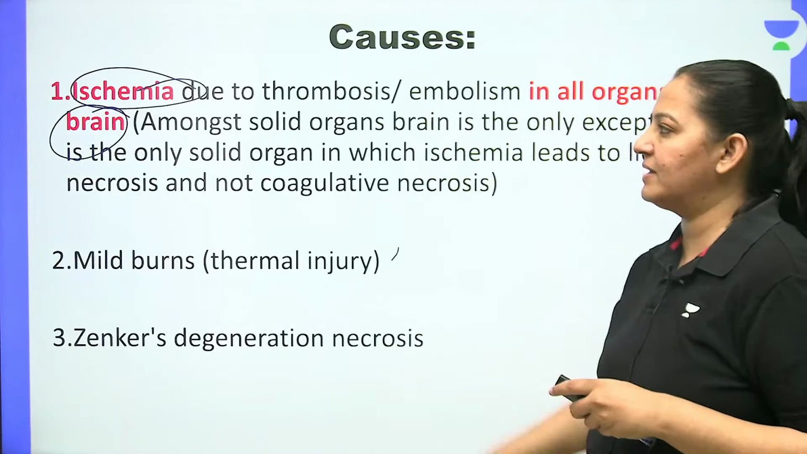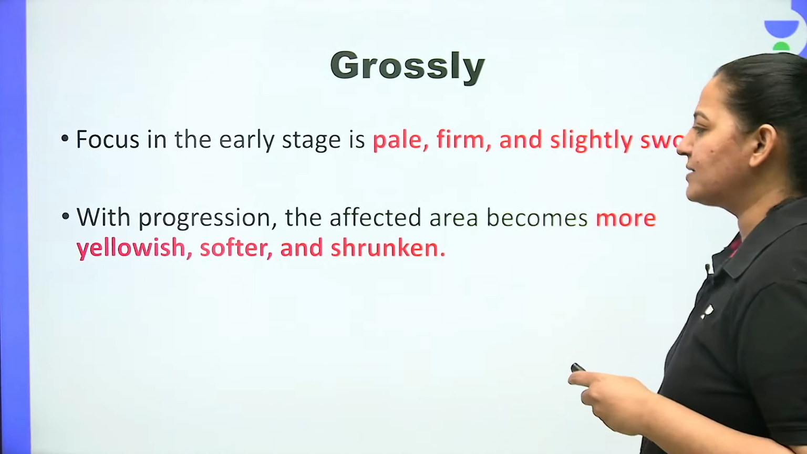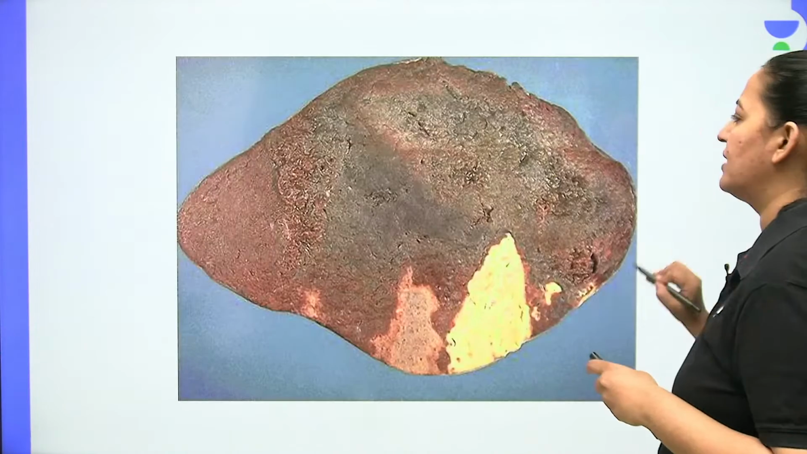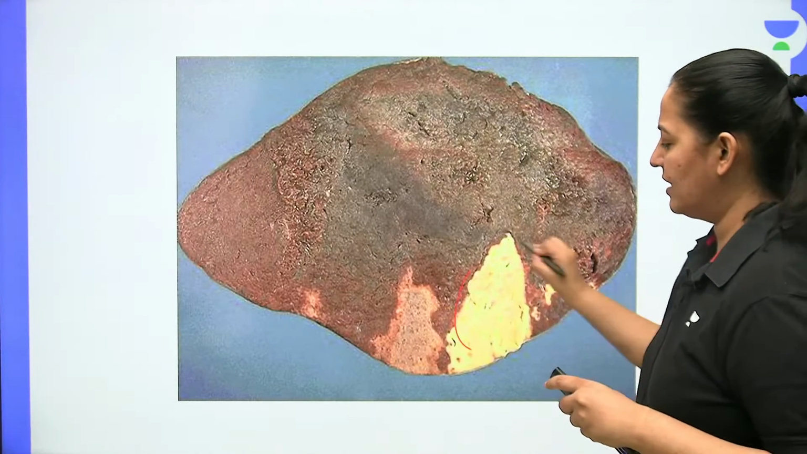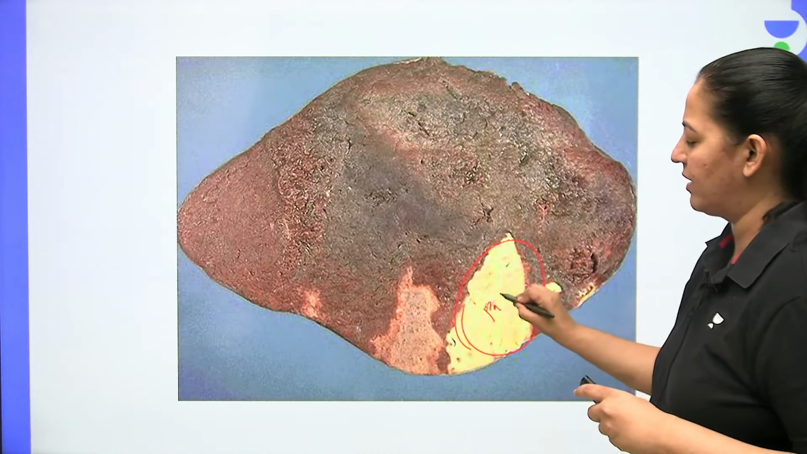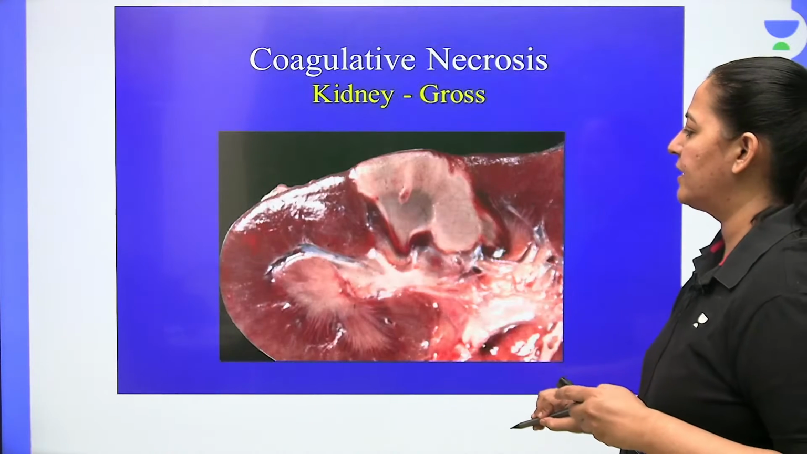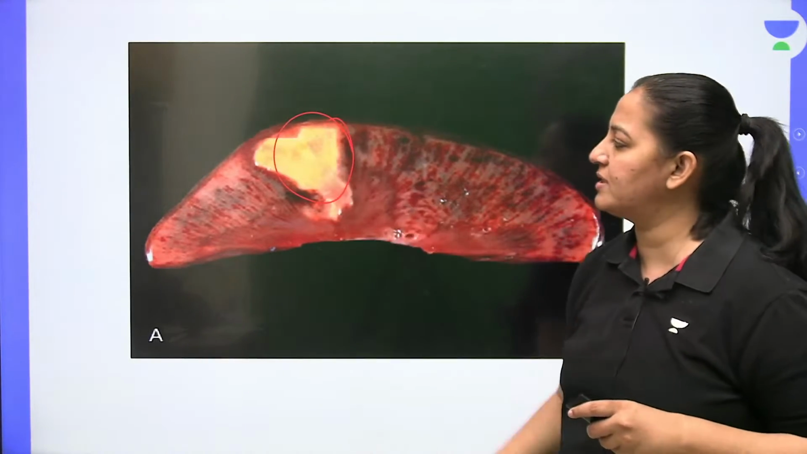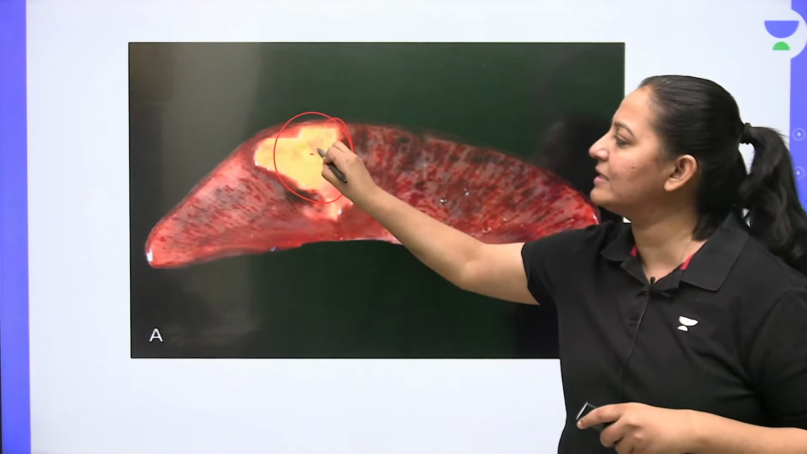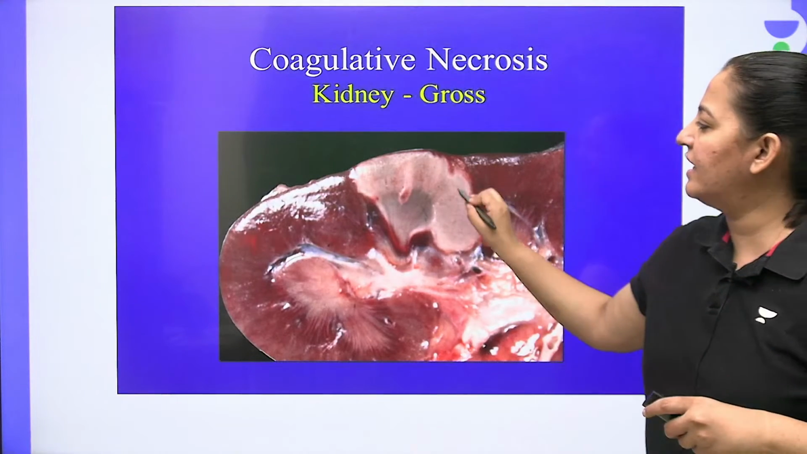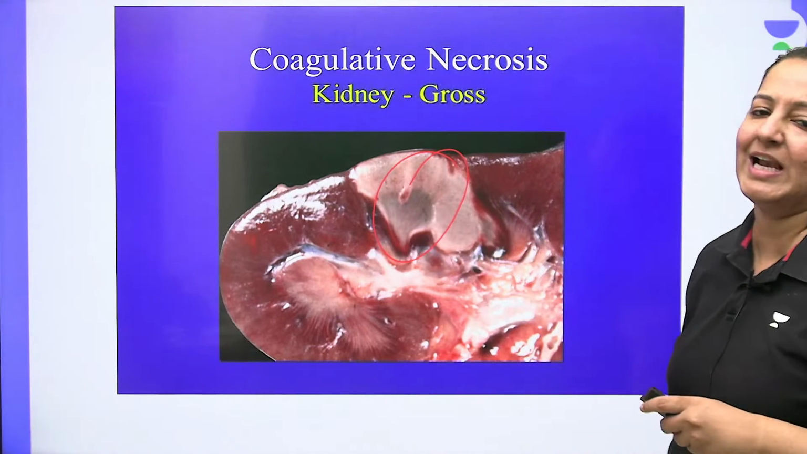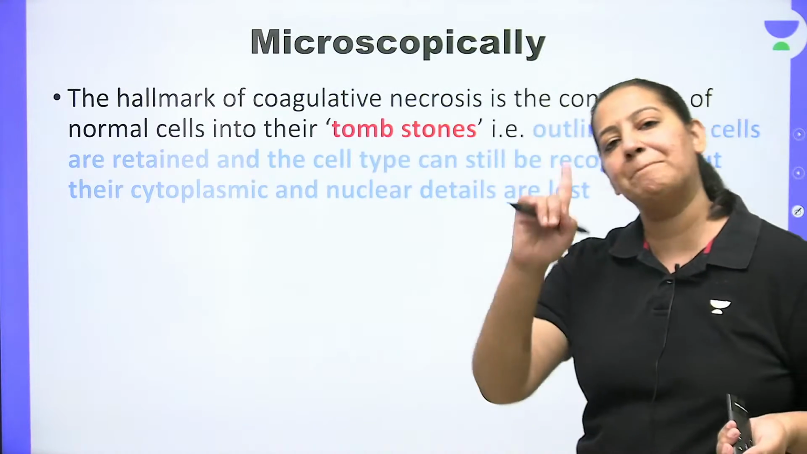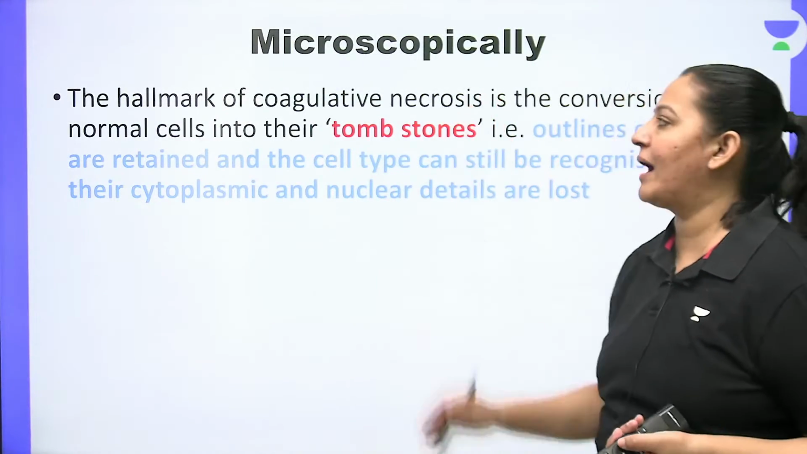So the first example is ischemia. Grossly, the organ is pale, firm and shrunken. Can you see a liver? This area is showing coagulative necrosis. It is pale and shrunken. Can you see this diagram? I guess it is a spleen. This portion is necrotic, coagulative necrosis. It is pale and shrunken. This is a kidney showing coagulative necrosis, pale and shrunken. So grossly, remember pale and shrunken. That's it. Coming to microscopy.